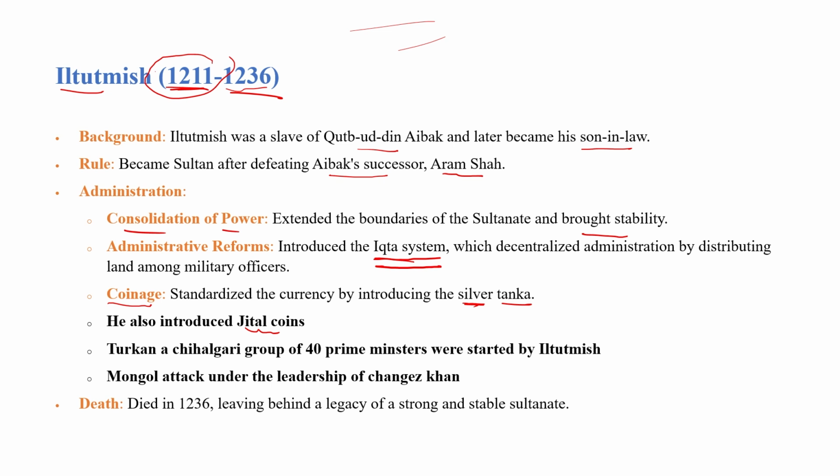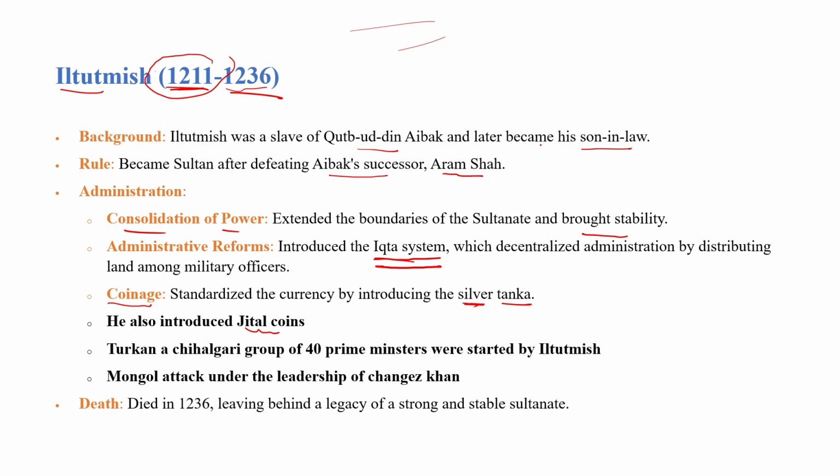Basically, the Iqtadari system was started by Iltutmish around 1236. In the Iqtadari system, Iltutmish donated land to his military officers. Means, in place of cash payment, he used to give a piece of land to his military officers as a salary. And this system is known as the Iqtadari system.